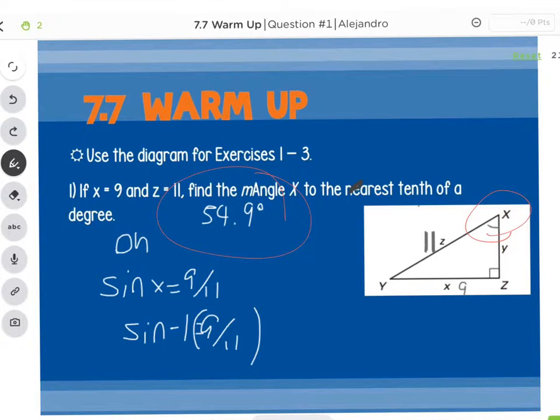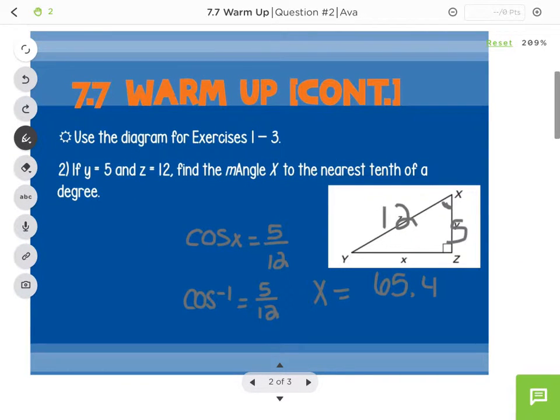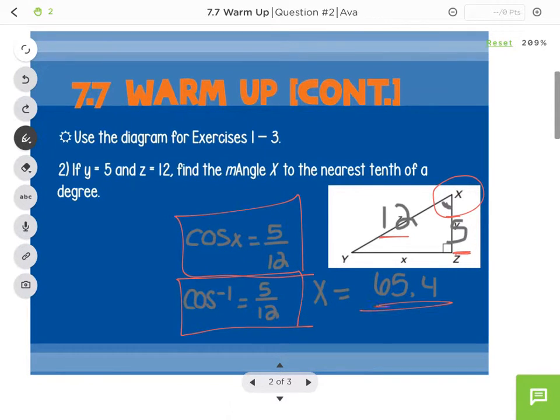Questions on that one? The second one gave you y, which is one of the legs, and z, which is the hypotenuse. And it asks for angle x again. So this time, in respect to x, I've got the adjacent side and the hypotenuse, which tells you cosine. The fact that you're looking for an angle should still remind you that you're going to have to use those inverse ones. So the cosine of x equals 5 over 12. And then in the calculator, I would do the cosine -1 of 5 over 12, and I end up with 65.4.